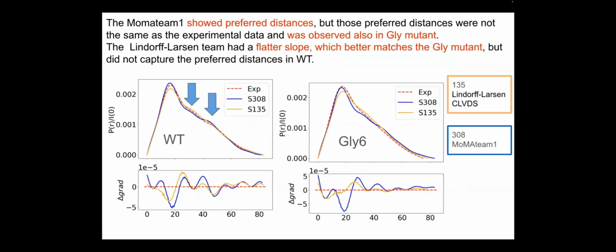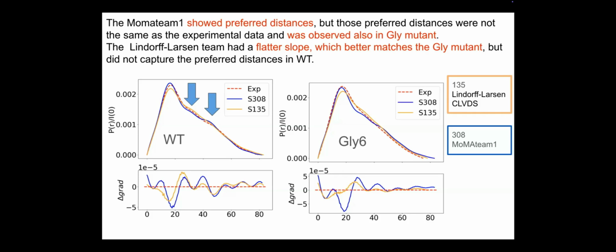where in the real space data, the 308 showed that they had preferred distances, but they had preferred distances in both the wild type and the glycine mutant, and also their preferred distances were slightly off, which is visible in this residual. They weren't able to get the exact identical preferred distances that we see in the experimental data. The errors are indicating where the experimental data peaks are.